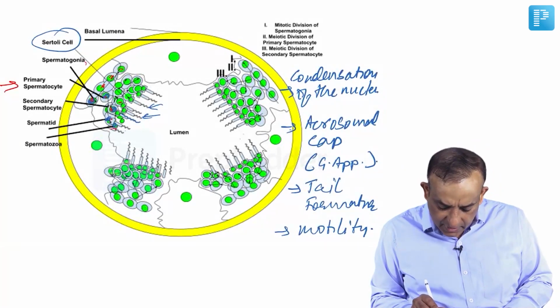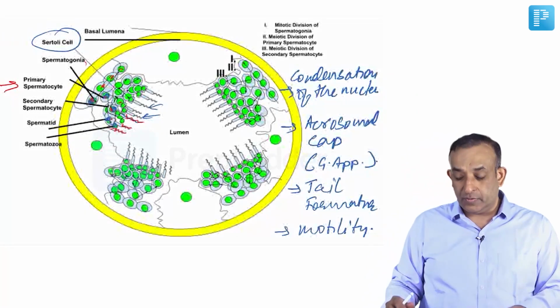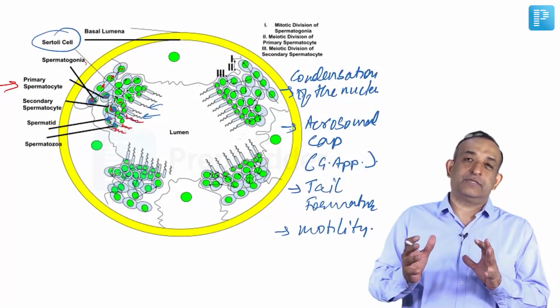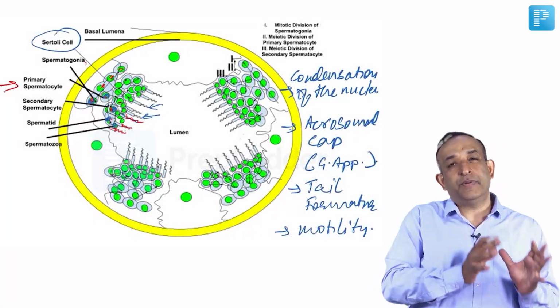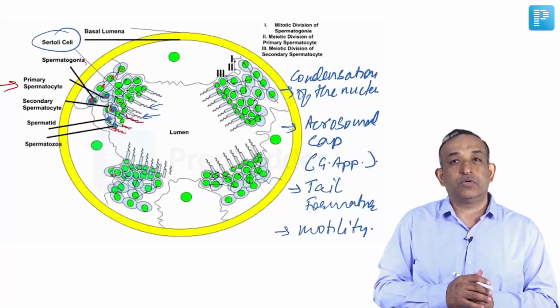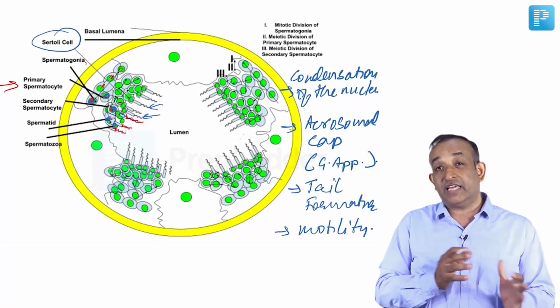Can you see the spermatozoa? And these are the tails of the spermatozoa which are towards the lumen, and then they are released into the lumen by the process of spermiation. So what is this process where the spermatid is converting into the spermatozoa? That process is known as spermiogenesis, and in spermiogenesis, what are the events happening?